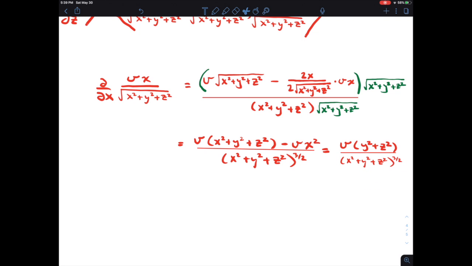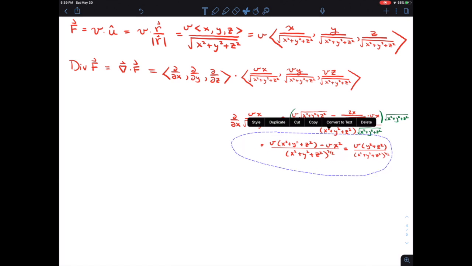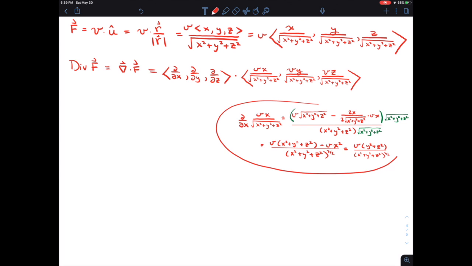So that's the partial with respect to x. And then the partials with respect to y and z, I think, would kind of come out symmetrically to this. So I'm going to assume that, and maybe we can box this one up, and figure out what the rest of this will look like.